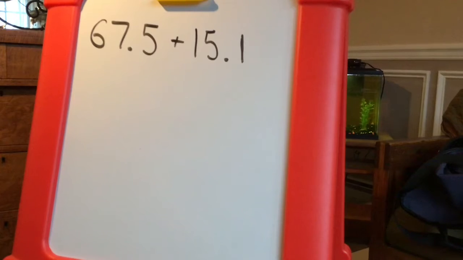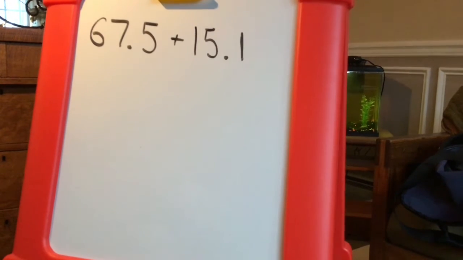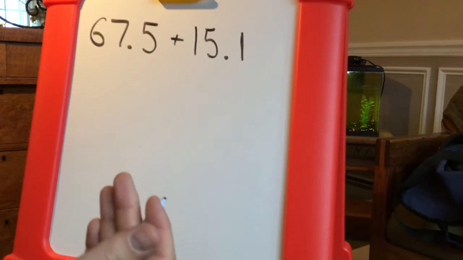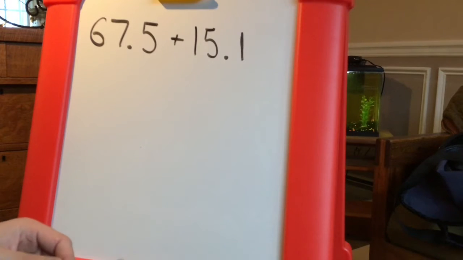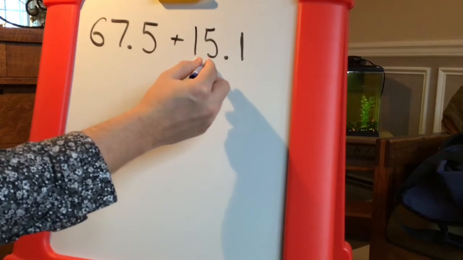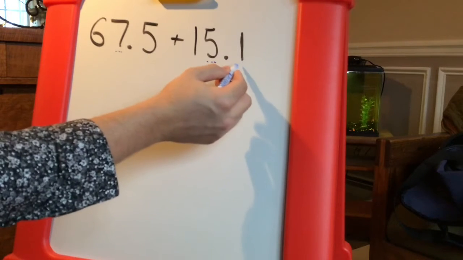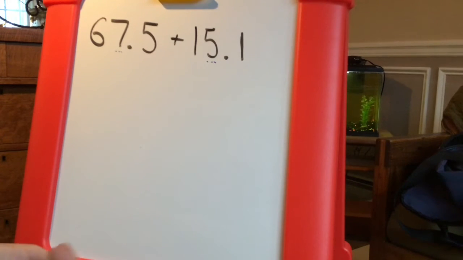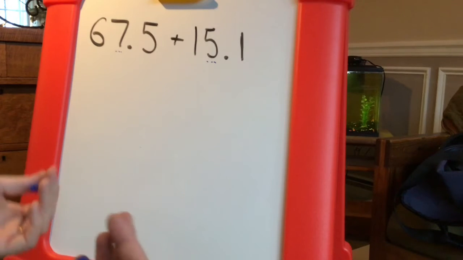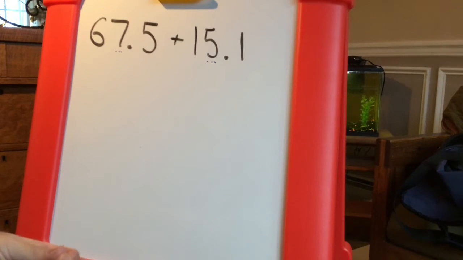Here we have 67 and 5/10 plus 15 and 1/10. Now, we first have to decide which place value we want to estimate. I always find that when we're working with decimals, it's nice to estimate to the ones place. That way, we can take the decimal and use it to estimate, because I like using the decimals when they're there.